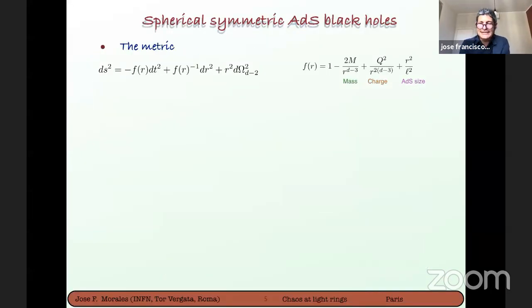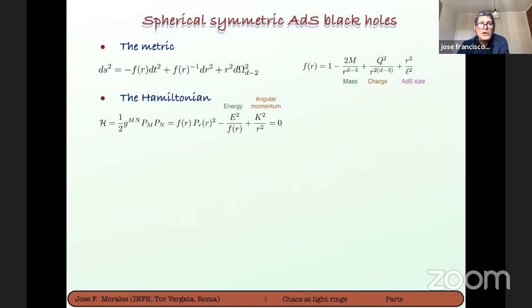Okay, I start. I will start from the simplest case, the spherically symmetric AdS black holes. Here is the metric, and the metric is determined by this function F(r), which is given in terms of a mass, a charge Q, and the AdS size L. We will study the null geodesics in this geometry using the Hamiltonian formalism. Essentially, we solve the equation H equal to 0 for null geodesics, where H is just P squared, given in terms of the metric.